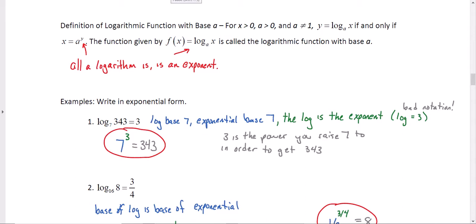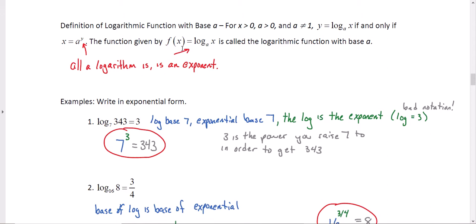Let's talk about logarithms. The definition of a logarithmic function with base a says that for x greater than 0, a greater than 0, and a not equal to 1, y equals log base a of x if and only if x equals a to the y. So our definition says that x equals a to the y is the same as y equals log base a of x. We're going to keep this in mind. We're going to use it repeatedly.